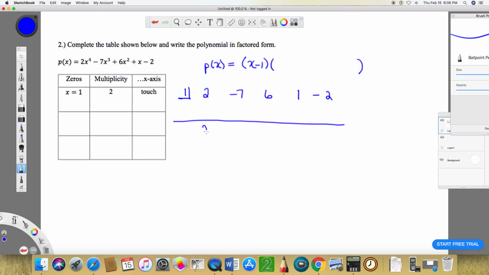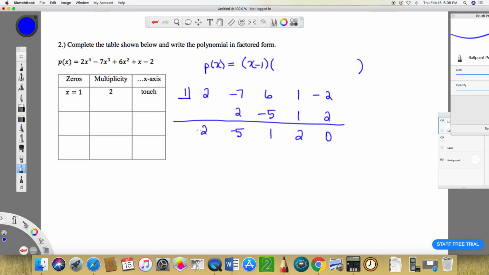The 2 comes straight down. Then I multiply and add, multiply and add, multiply and add. All right, so I do get a 0. So that this x minus 1 is a factor.